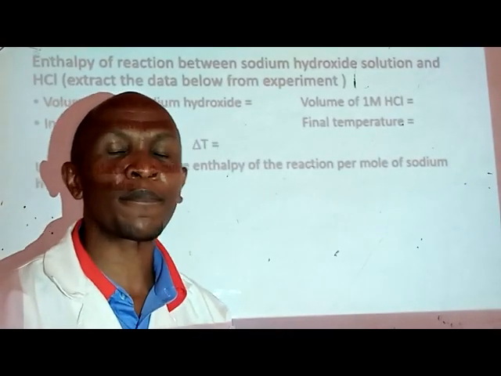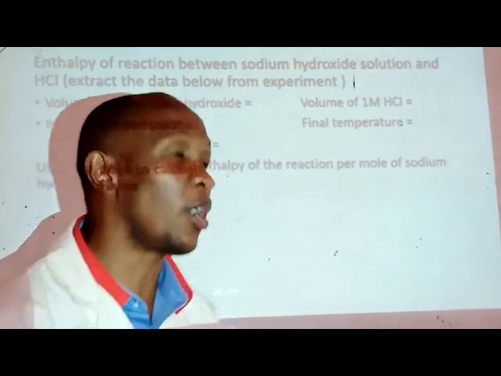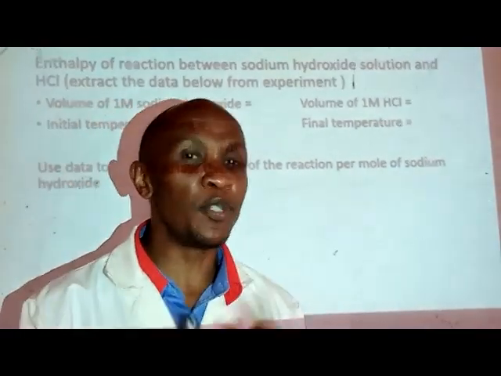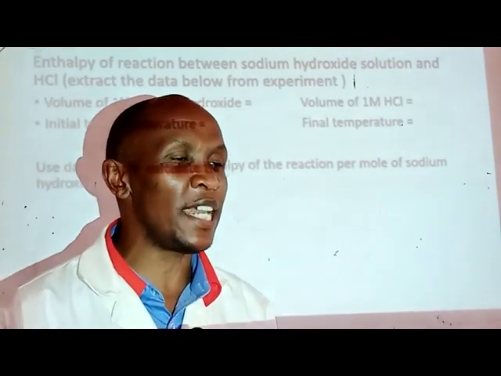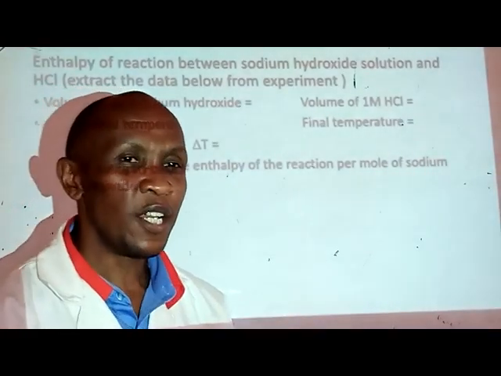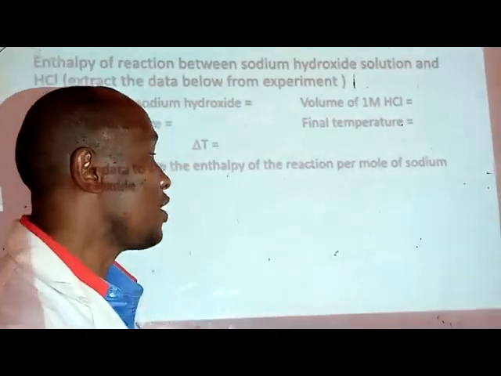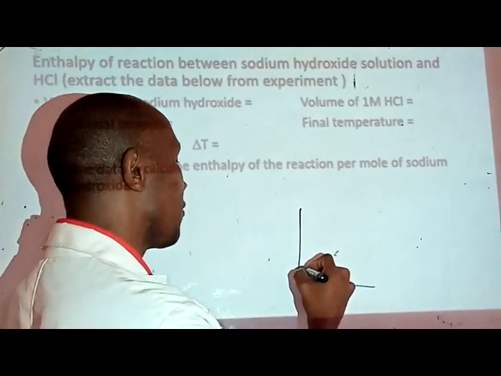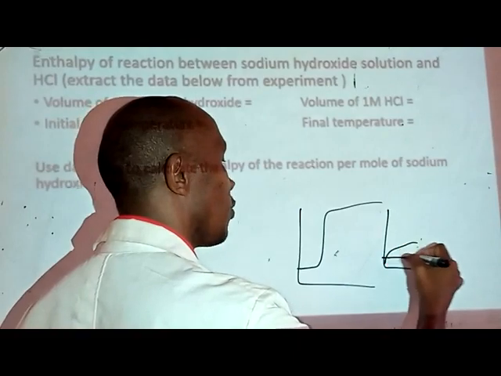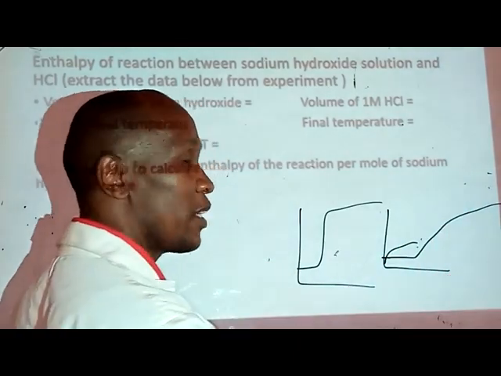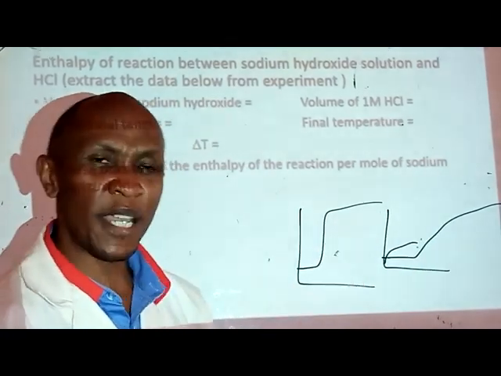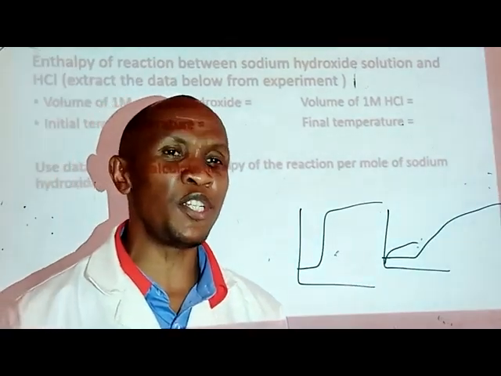You note that the reaction between sodium hydroxide and hydrochloric acid solution is almost instantaneous. Look at the shape of that graph. It is immediate once the two are mixed. The graph looks like this. The others were taking quite some time, but this reaction is almost instantaneous. Now, can you explain that in terms of the collision theory?